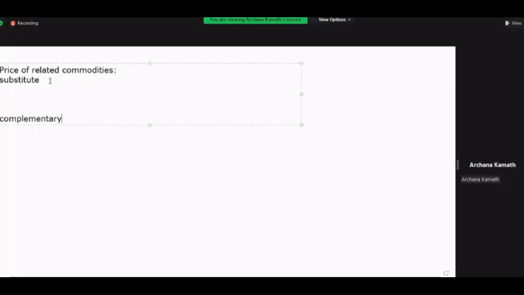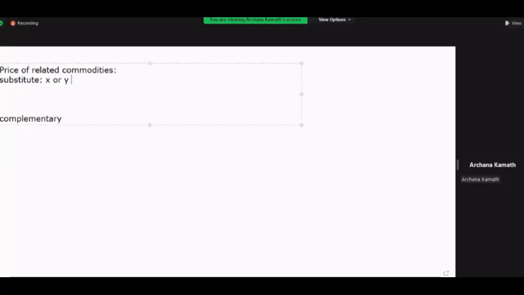Now, substitute goods, we know you can consume one for the other. You cannot take them together, right? X commodity or Y. I can go to Canara Bank or SBI for getting the same service. Am I clear? You might have had substitute teachers in your school. When one teacher is on leave, you could find another teacher substituting her during that particular period, right?